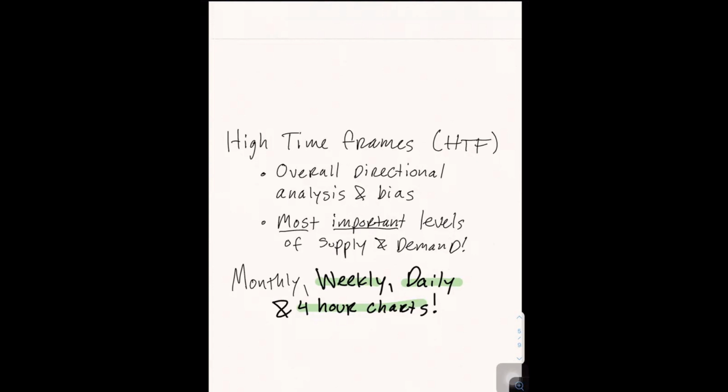These are the three charts, in my opinion, that you need to start with when looking at your high time frames, looking for your overall opinion on what your trend is, what your overall directional analysis is. Where is supply? Where is demand? Where are those important levels that you should consider as you start to try and trade?